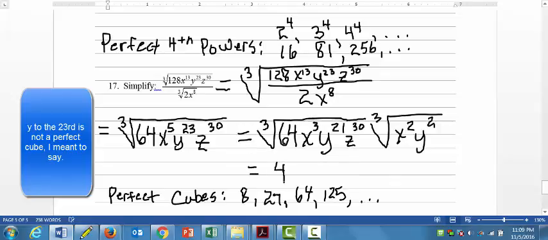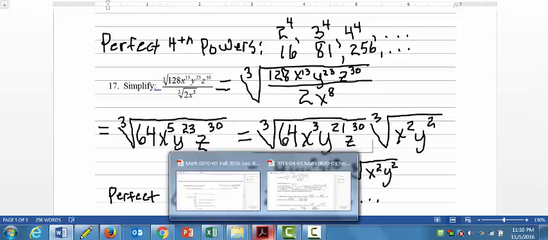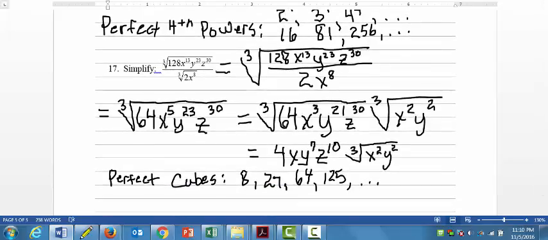And now I evaluate the cube root of the perfect cubes. Cube root of 64 is 4. Cube root of x cubed is x. Cube root of y to the 21st is y to the 21 over 3, which is y to the 7th. And the cube root of z to the 30th is z to the 30th divided by 3, which is z to the 10th. And I multiply that by the cube root of x squared y squared.